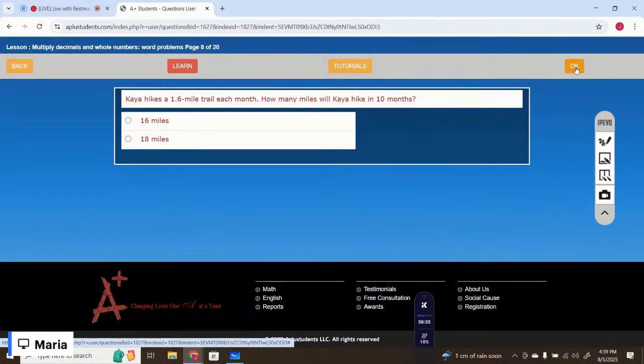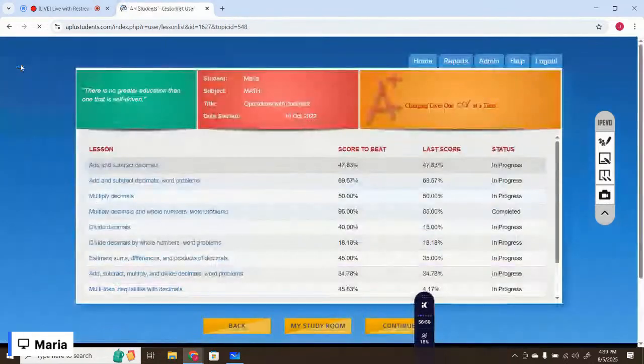Kaya hikes a 1.6-mile trail each month. How many miles will Kaya hike in 10 months? So, which is the correct option? 10 times 1.6 is 16 miles. Option number 1 is the correct option. Okay, you can complete the lesson by yourself later today.